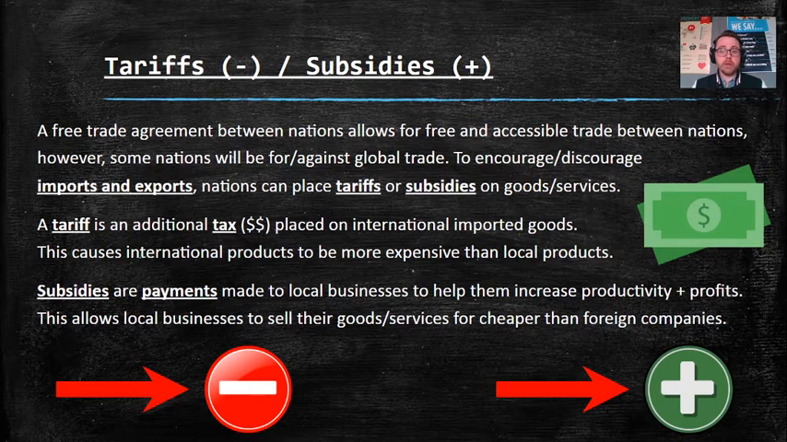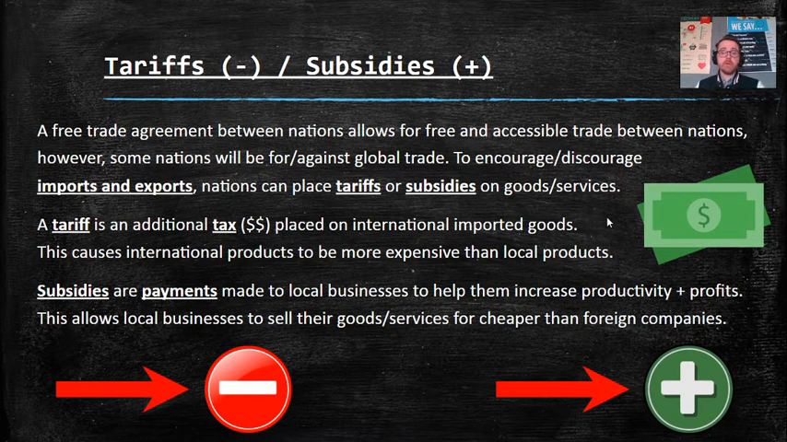So, to encourage and discourage imports and exports, nations can do two things. They can place either a tariff or a subsidy on goods and services. They do that to encourage or discourage people to only buy Australian products or to buy products from elsewhere around the world. So a tariff is an additional tax placed on international imported goods.